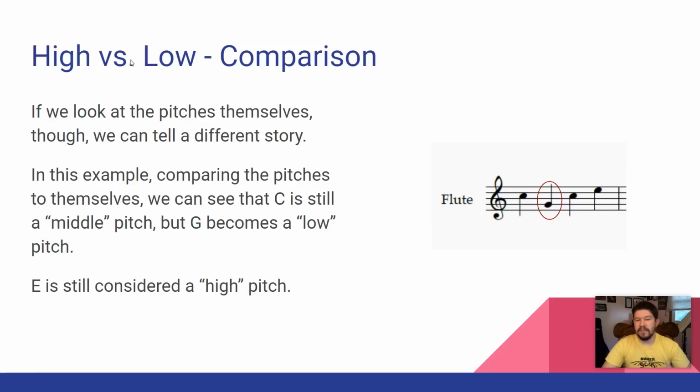Even though C is technically a middle pitch, G is still a lower pitch because it is below the C that we are looking at. E is still considered the higher pitch because it is above the other ones. Comparing those, we now have low, middle, and high. This is a great way to illustrate how comparing pitches to one another can change those rules that we had about what's low and middle and high.